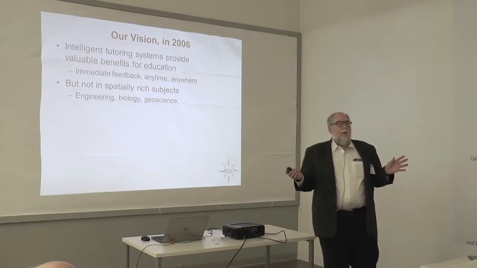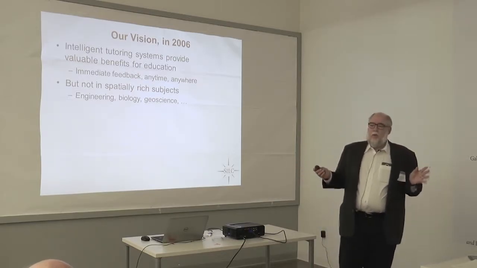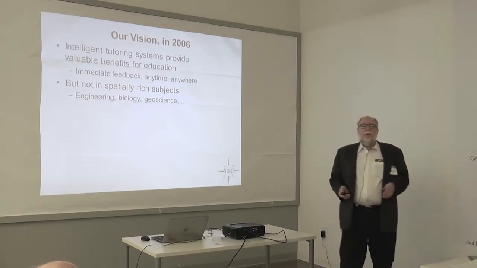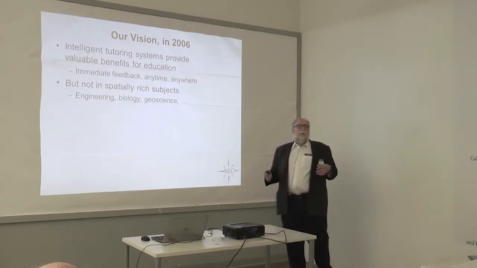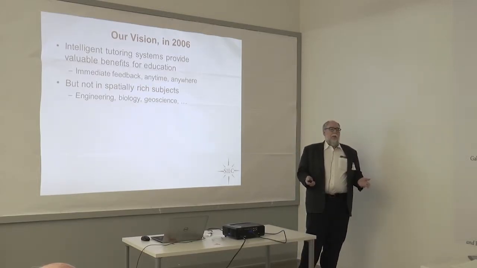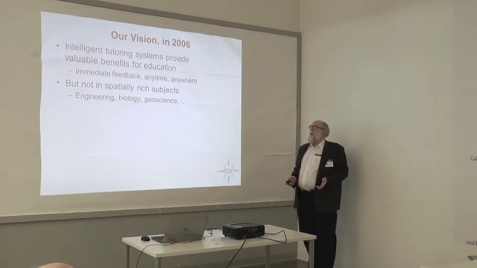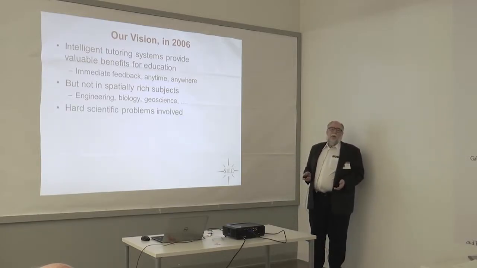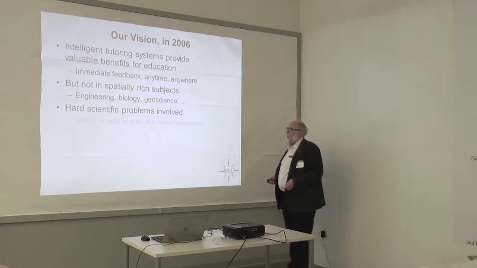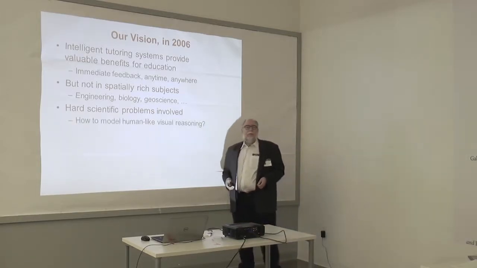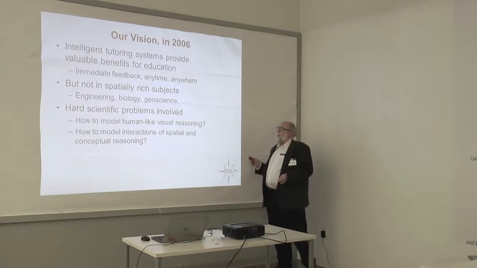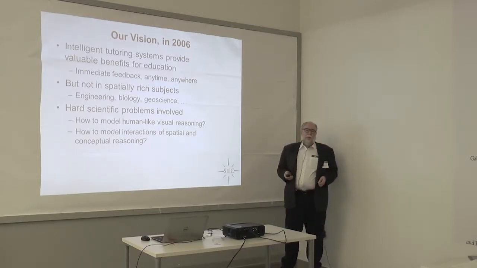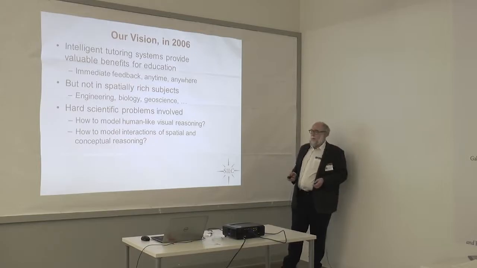Why? Because it requires a deeper understanding of spatial reasoning. And so without spatial reasoning and without the ability to communicate spatially with computers the way you would with a person, i.e. sketching, you're not going to make that work. And that in turn raises a bunch of very hard scientific problems. So for instance, you have to model human-like visual reasoning. The software has to see things the way we do. Otherwise, it's not going to work. You have to model the interaction of spatial and conceptual reasoning because domain knowledge is involved in these domains.